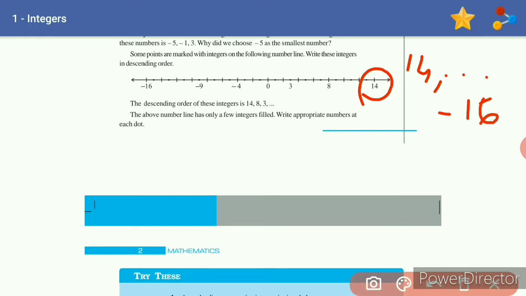Okay, so using number line we can easily arrange the numbers in ascending order as well as descending orders.